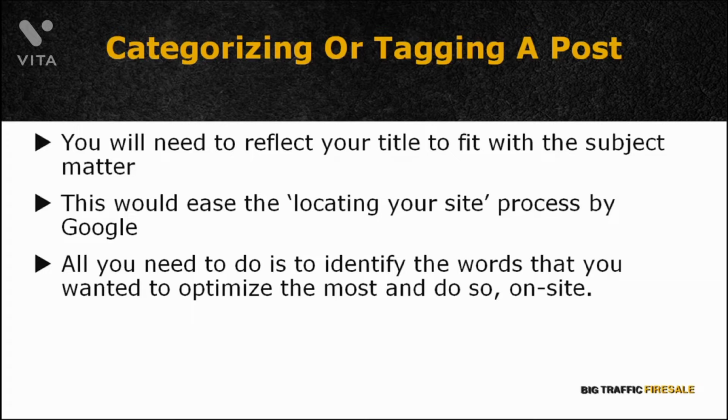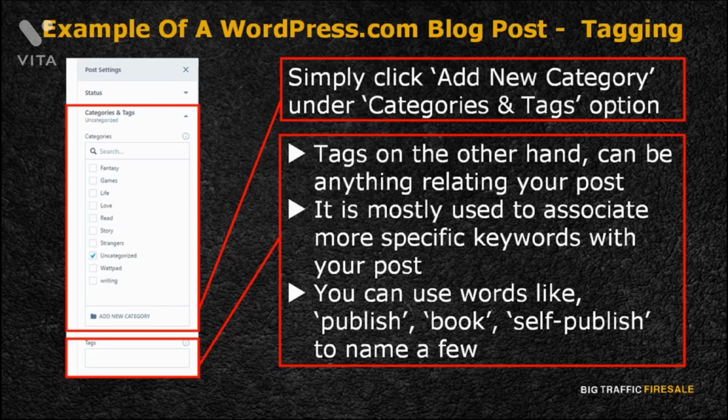This is one of the basic formulas you could easily solve within your site. All you need to do is identify the words you want to optimize the most and do so on site. Simply add a new category under the categories and tags section. Tags, on the other hand, can be anything relating to your post. They're mostly used to associate more specific keywords with your post. You can use words like publish, book, self-publish, to name a few.